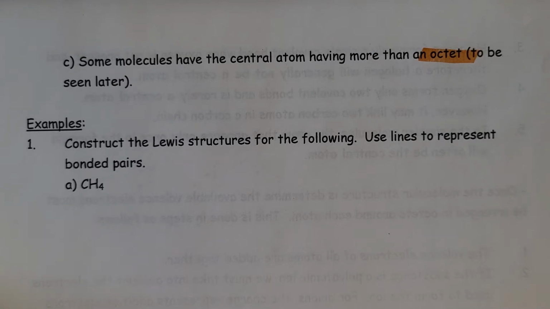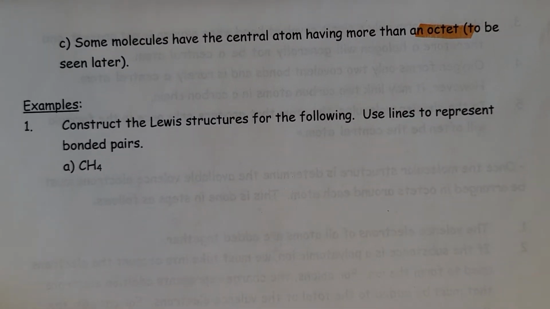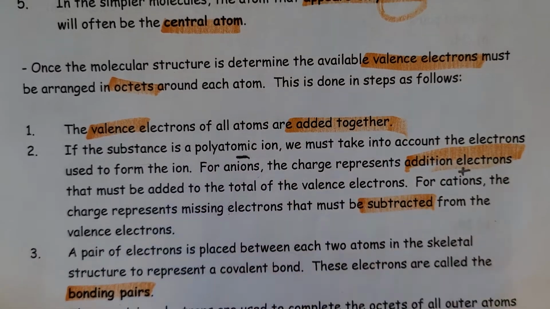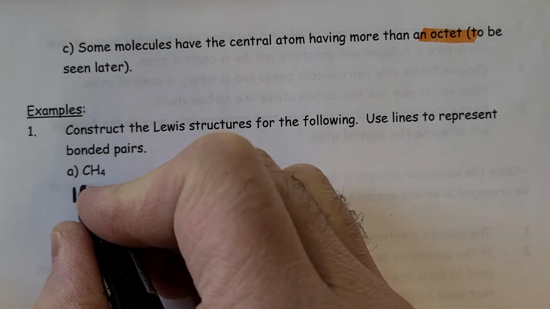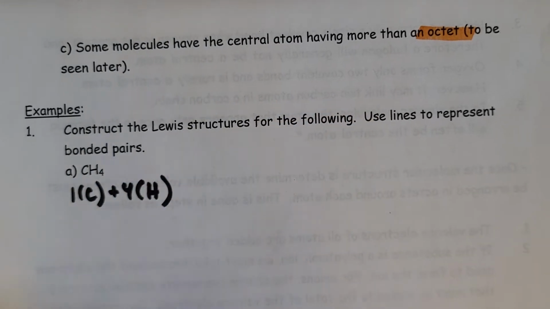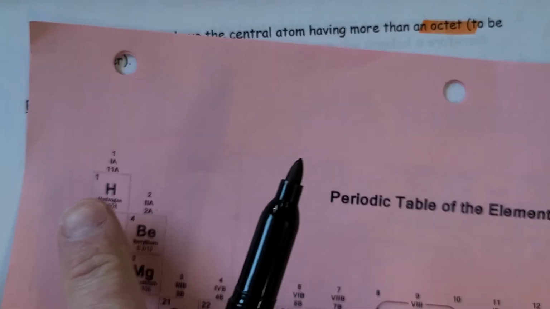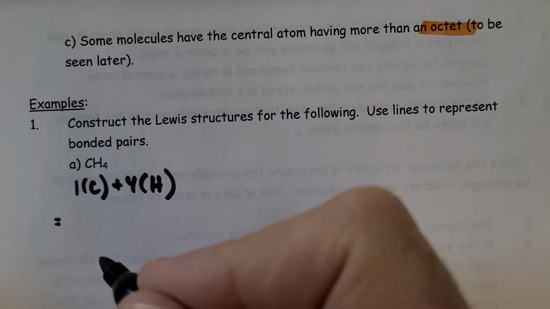All right, so let's look at a few examples here. Then we'll look at a few scenarios at the end. It says, construct the Lewis structure for the following. Use lines to represent bonded pairs. So the first step that we looked at was to find the valence electrons of all the atoms and add them together. In methane, we have 1 carbon and 4 hydrogens. Carbon, of course, is group 4, and hydrogen is 1. It almost looks like we're figuring out the molar mass here, but we're not. We're figuring out the valence electrons.